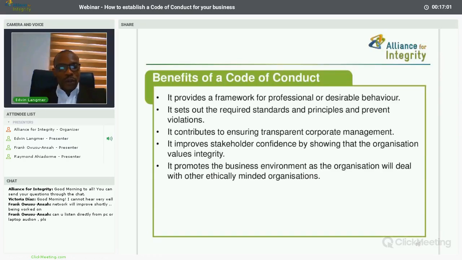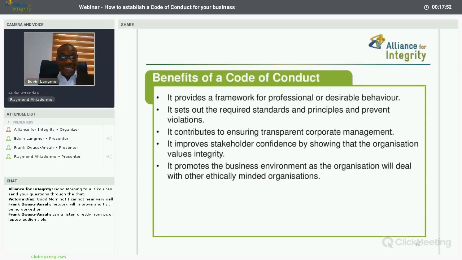The second point we have to note about the code of conduct is that it sets out required standards and principles and prevents violations. What I will say is it prevents innocent violations. Because the code of conduct is documented, you do not have the case where employees fall short of their ethical expectations and come out and say, oh, I didn't know that. Oh, I didn't know what I had to do, so I relied on my own judgment. The one benefit of a code of conduct is that it prevents these innocent or seemingly innocent violations.